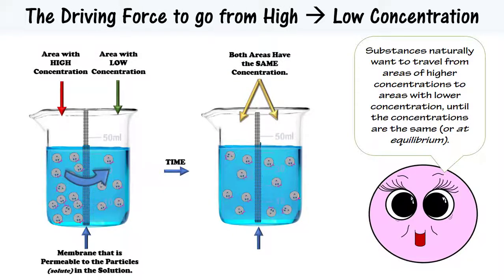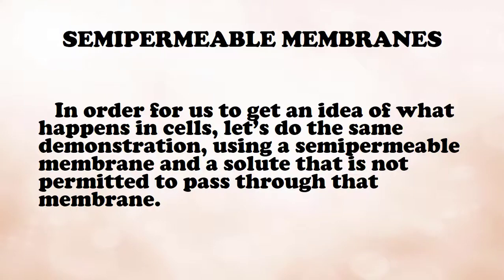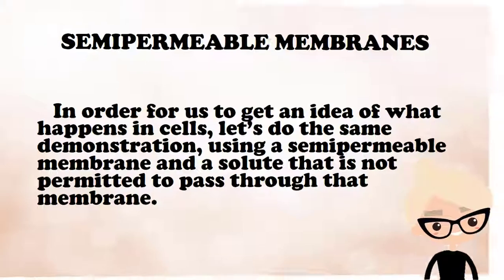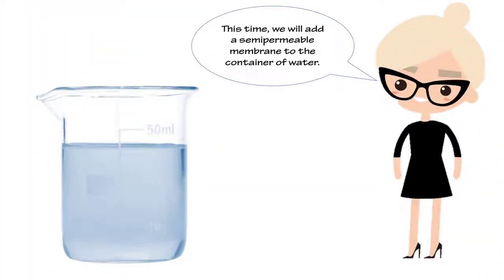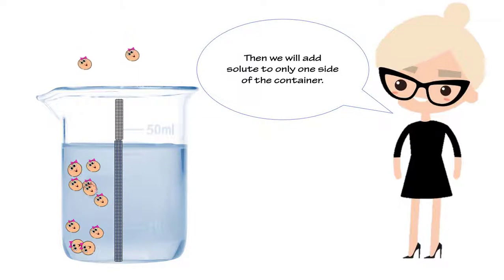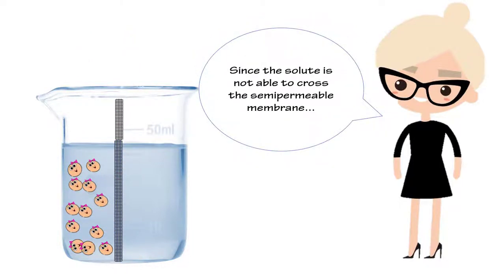Substances naturally want to travel from areas of higher concentrations to areas with lower concentrations until those concentrations are the same, or at equilibrium. In order for us to get an idea of what happens in cells, we must use a semi-permeable membrane. So let's do this same demonstration using a semipermeable membrane and a solute that is not permitted to pass through that membrane. This time, we add a semipermeable membrane to that container of water, and we'll add solute to one side. This solute is not able to cross this membrane.